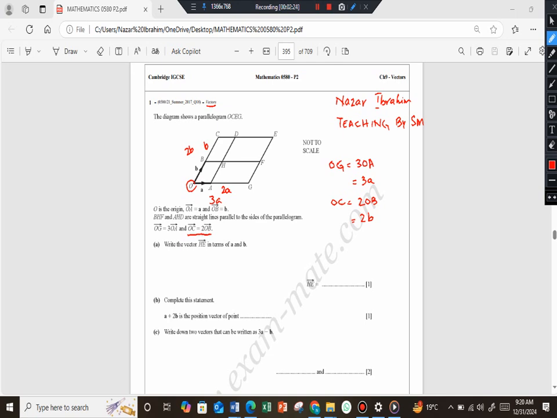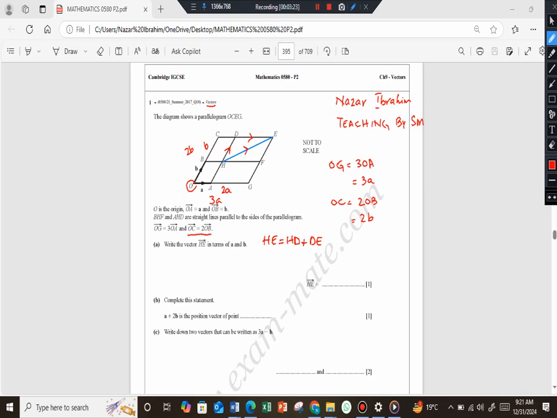Write the vector HE in terms of a and b. So the vector HE starting from H and ending at E. This is the vector which we have to find out. Vector is denoted usually with two letters. HE means started from H, ending at E, right? And to calculate this vector, I have to use the addition rule of vectors. Starting from the tail of the first vector, for example, if I want to calculate HE, I will see the tail H. From H, how many vectors are there? So one is HD and the other one is DE. If I add HD plus DE, I will get HE, right? So HE is equal to HD plus DE.